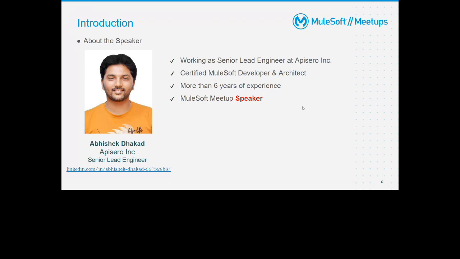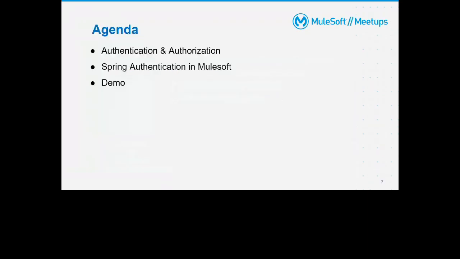So let's start our topic. Today's meetup agenda is about securing your application without API Manager. When we talk about security, we have two concerns: authentication and authorization. Then how can we secure our application? There is one out-of-the-box solution provided by MuleSoft, which is Spring authentication. We are going to see how we can use that, and then we will have a small demo.